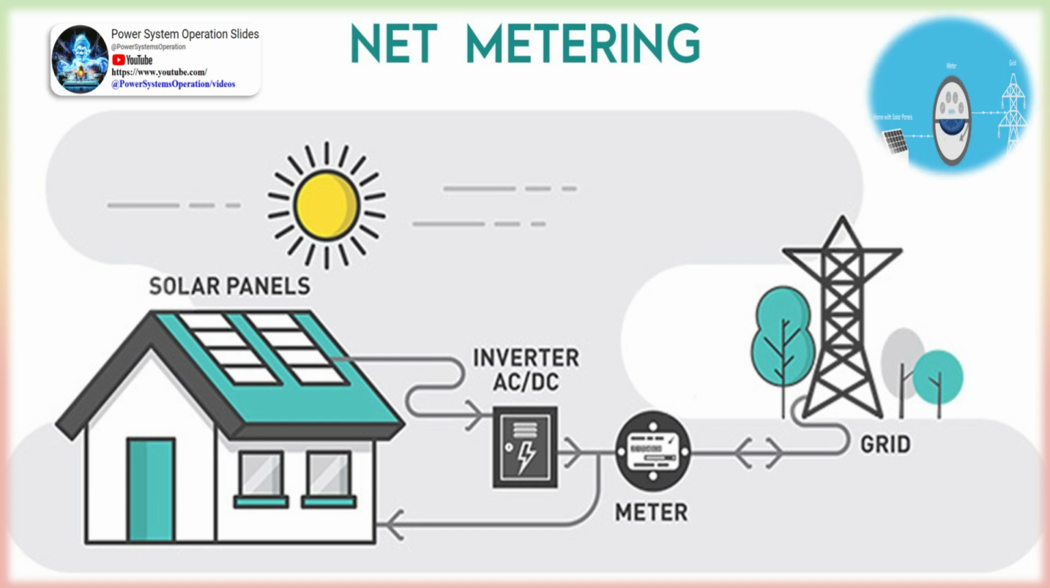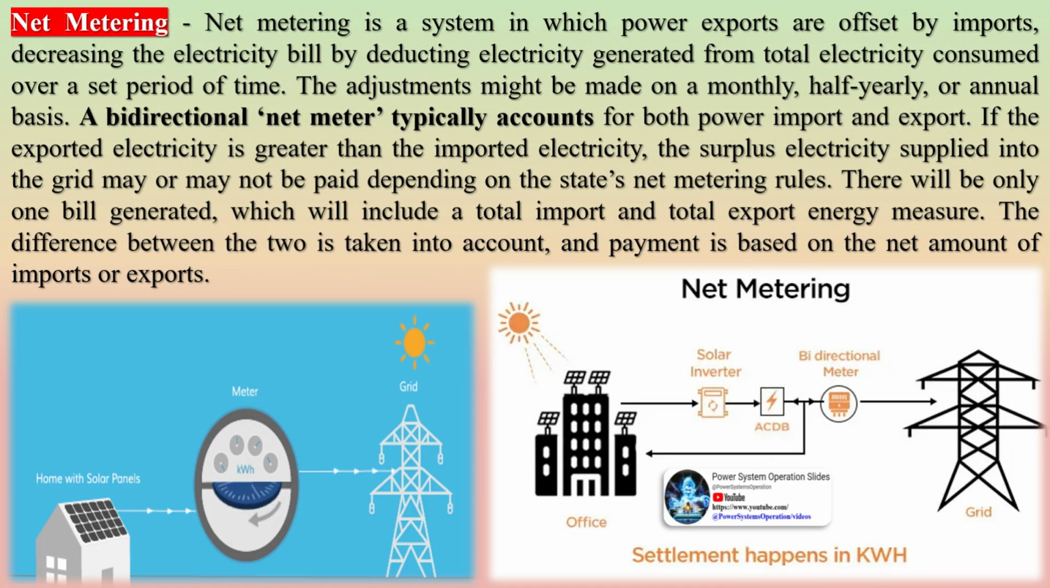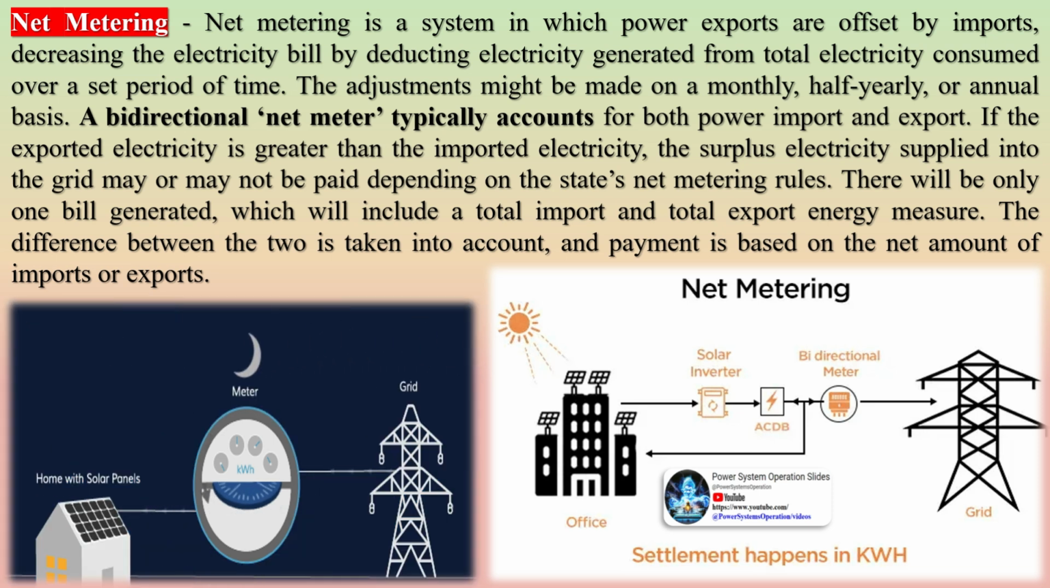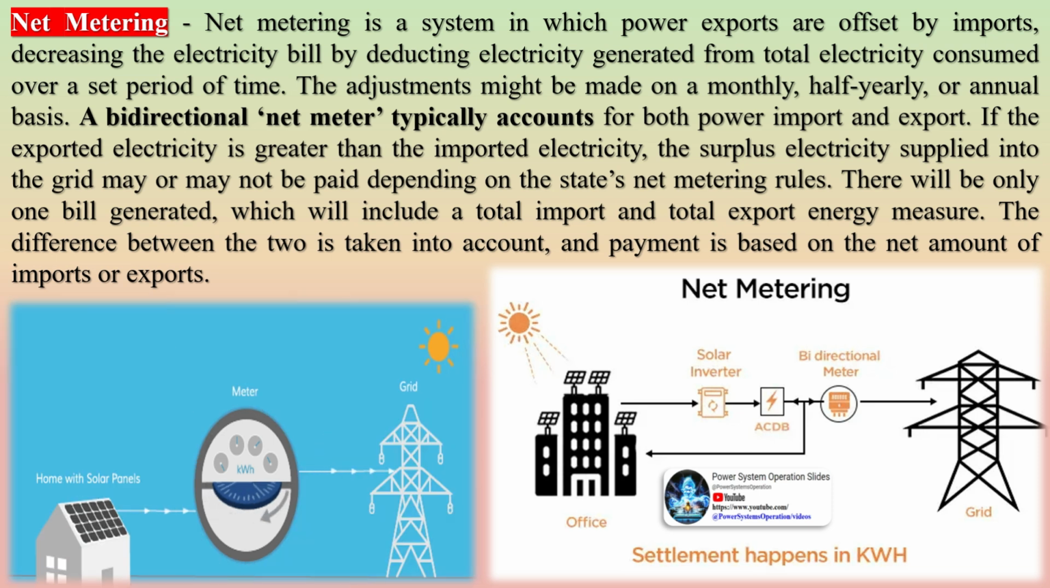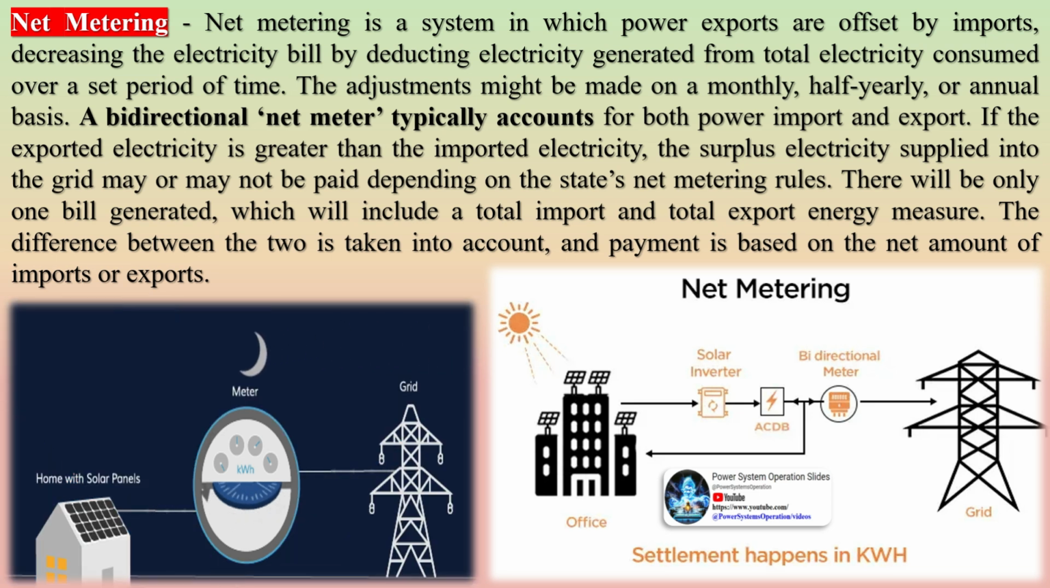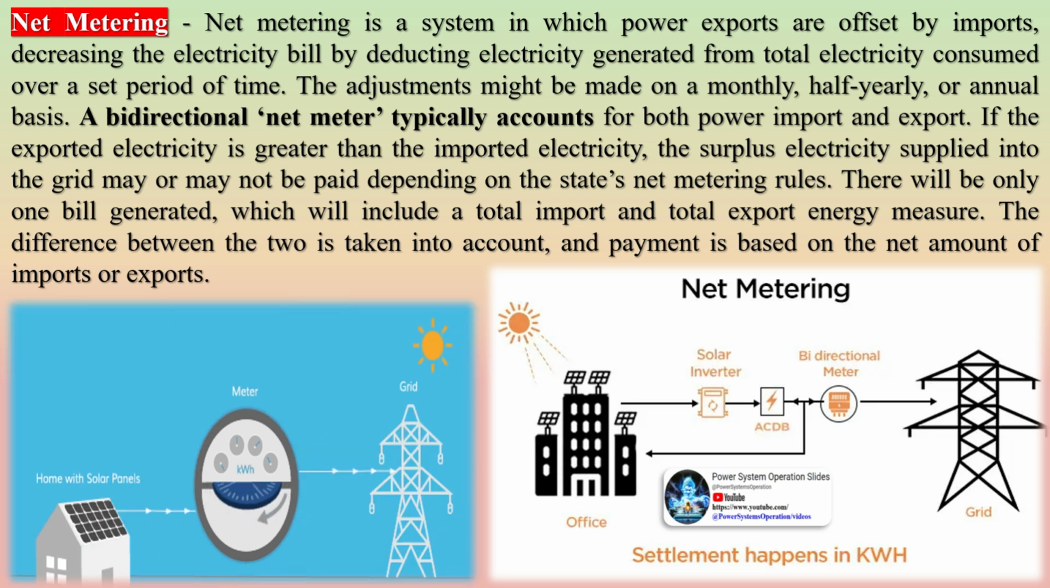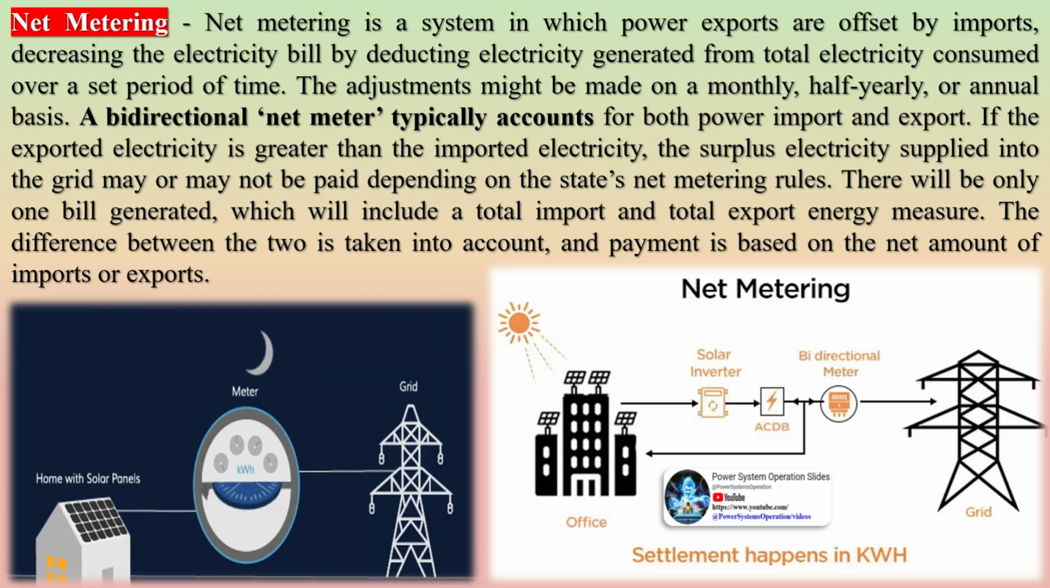Net metering is an arrangement in which electricity exports are adjusted against imports, lowering the electricity bill, such that electricity produced is deducted from the total electricity consumed over a fixed period of time. The adjustment may be done either on a monthly, half-yearly, or annual basis. Typically, a bidirectional net meter accounts for both import and export of power. If the exported electricity is higher than the imported electricity, a consumer may or may not be compensated for the excess electricity being fed into the grid, depending on the state's net metering policy.